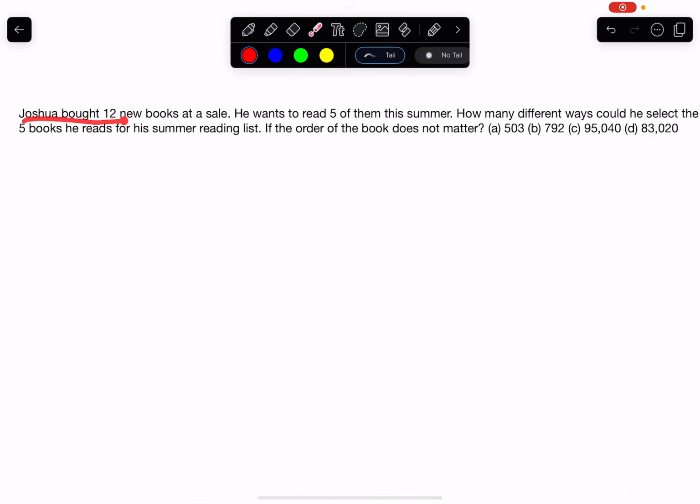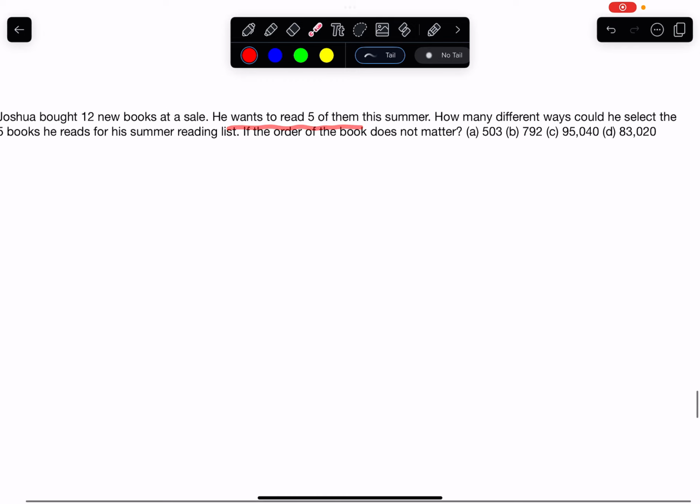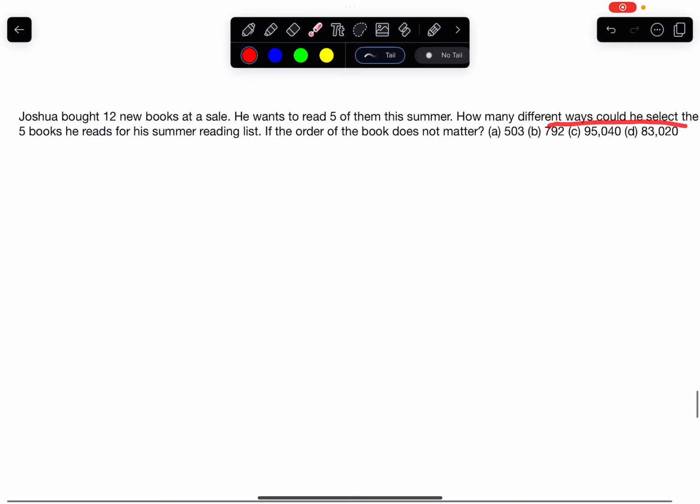Joshua bought 12 new books at a sale. He wants to read 5 of them this summer. How many different ways could he select the 5 books he reads for his summer reading list? The order does not matter.